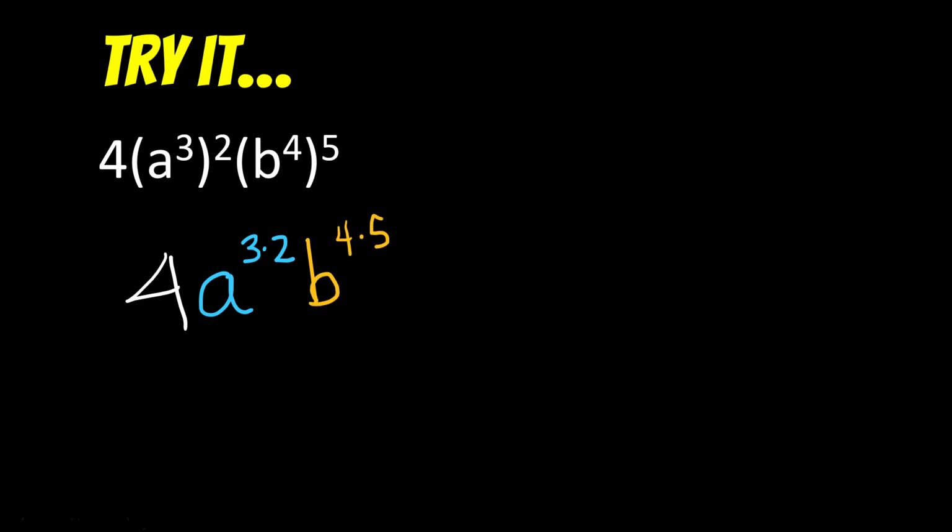All right, we have 4, and this is going to be a to the 3 times 2, b to the 4 times 5. We get 4, a to the 6, b to the 20th.